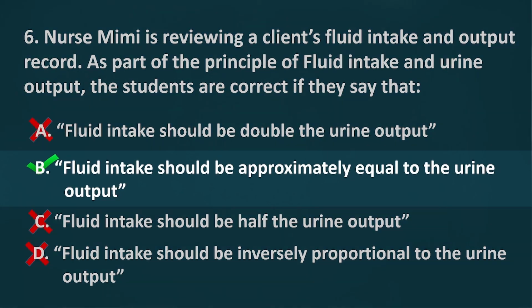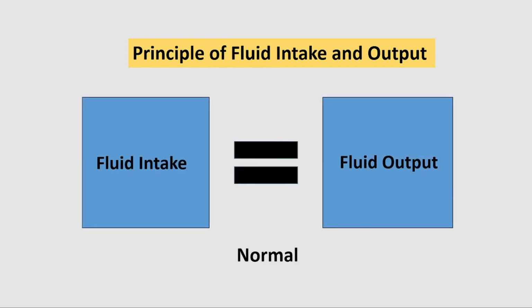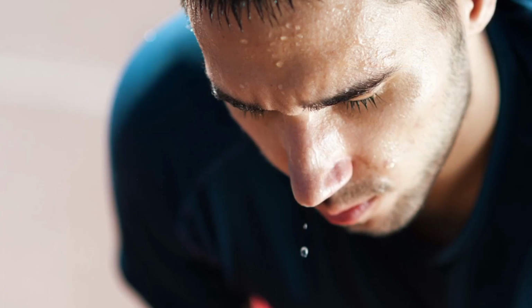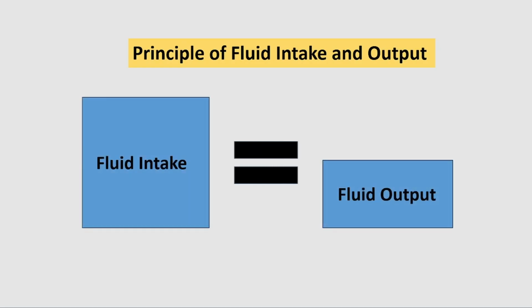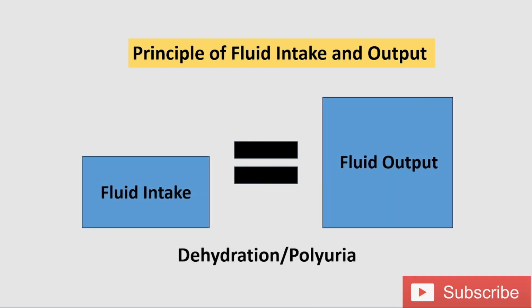The correct answer is letter B. Fluid intake should be approximately equal to the urine output. Normally, fluid intake is approximately equal to the urine output, but still other factors such as humidity and physical activities are to be considered, as sweating can be counted as part of fluid output. Fluid intake that is greater than the urine output indicates fluid retention. Fluid intake that is half the urine output indicates dehydration or other medical condition, such as polyuria.